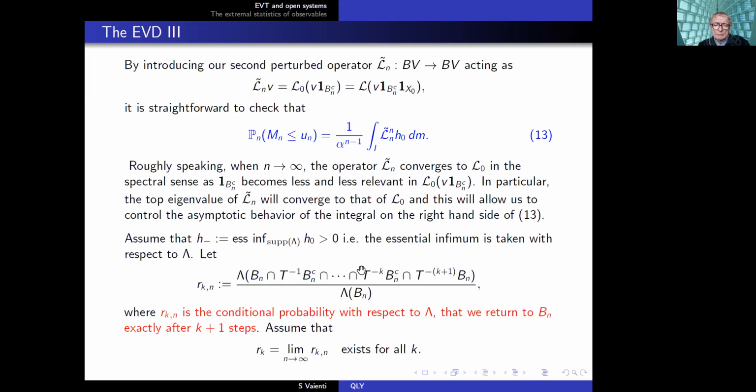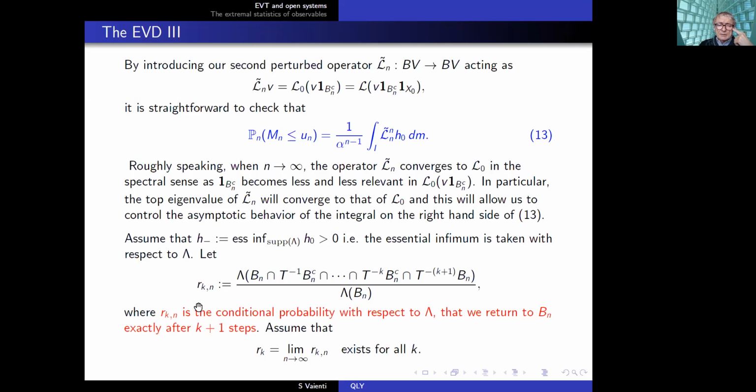Okay, first of all, I have to introduce this object, which will play a role in the following. This object here, which is called RKN, is, from a geometrical point of view, the points which at the beginning are in the target set, because I remember UBN is a target set. Then these points get out from the target set for k times and come back at the k plus 1 time, normalized by the measure of the target set. So this set will play a role pretty soon.